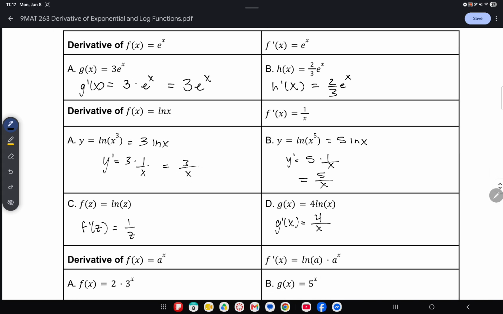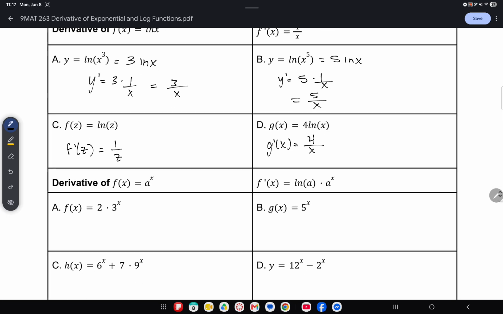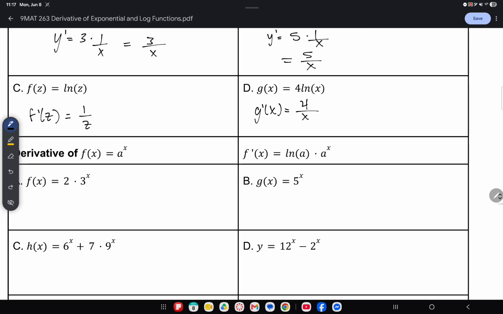Right? Now the reason that the derivative of e to the x is itself is because of this next rule here. So if we want the derivative of any base, so a to the x, that derivative is natural log of a times a to the x. So if I think about doing e to the x, that derivative is natural log of e times e to the x. Well, natural log of e is just 1, so that is why it's itself.